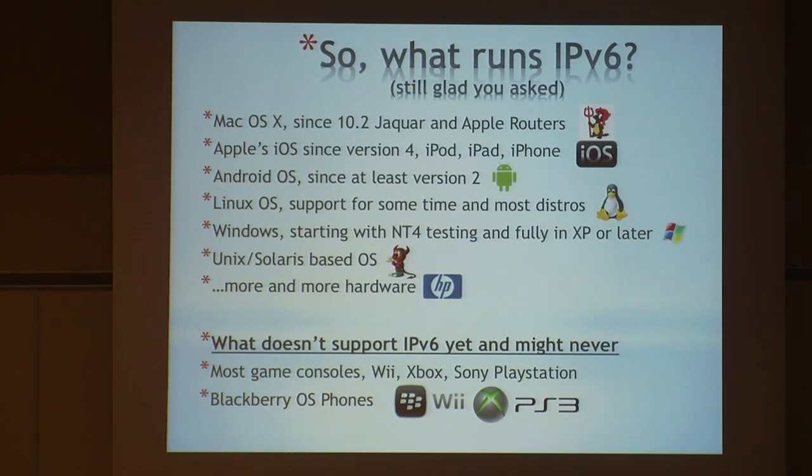Apple's iOS, if you're running an iPad or an iPhone, they didn't immediately support IPv6. It was not until version 4 of iOS that they actually support IPv6 and you're capable of doing it. So if everybody has upgraded their phones or their iPads to probably version 4 or 5, congratulations, you can run IPv6. The Android OS, I don't see a lot of people at the conference with a lot of Android phones.